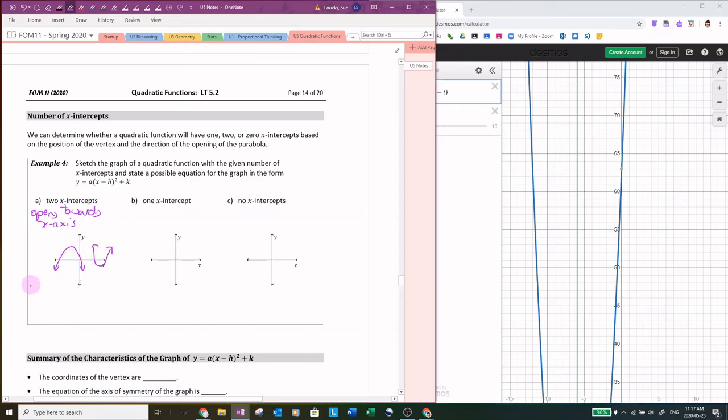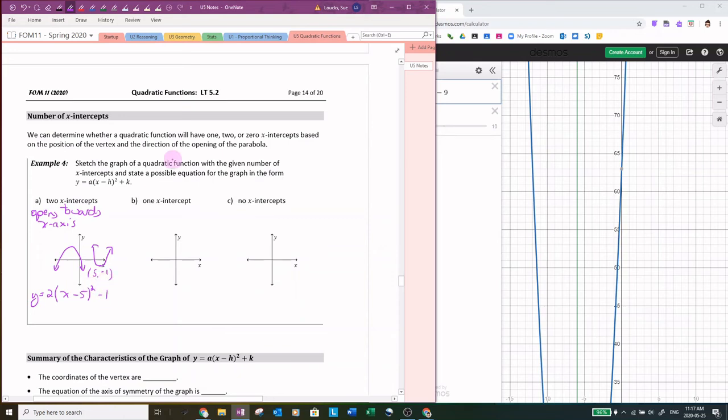So an equation of this could be y equals 2 times, let's do this one, this is like (5, -1). So my vertex here is (5, -1). So this would be y equals 2 times (x minus 5) all squared minus 1.